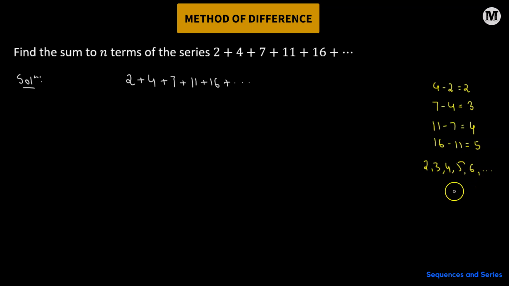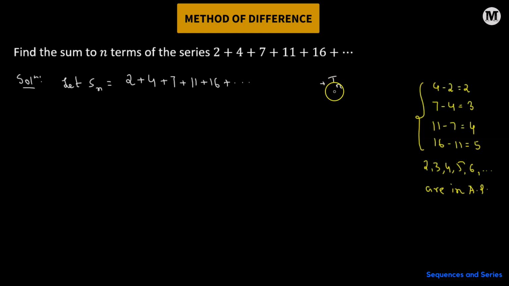Now clearly these numbers are forming an arithmetic sequence. That means they are in arithmetic progression with a fixed common difference of 1. So what we have done here is taken the difference. This is referred to as the method of difference, which we'll be employing to find the sum of the given series to n terms. Let Sn represent the sum to n terms of the given series, with the last term being Tn.